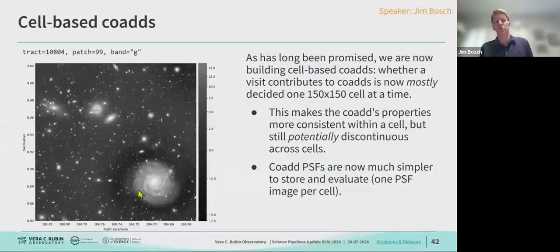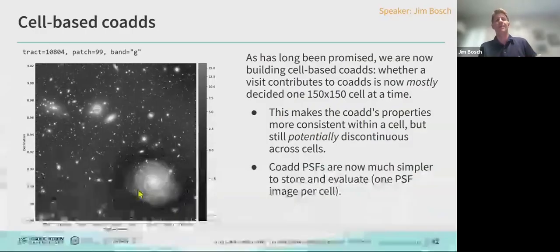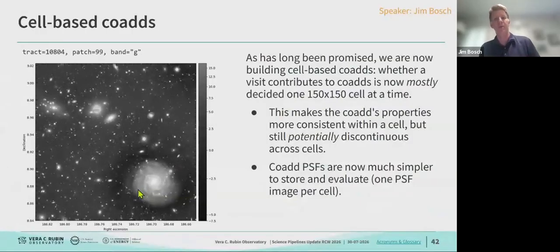And that's especially true for the chip gaps. If a detector doesn't fully overlap that cell, you don't add anything from that cell. What this does is it makes the coadd's properties more consistent within a cell, but it makes those properties potentially discontinuous between cells. They're not necessarily discontinuous. You can have the exact same set of epochs contributing to two neighboring cells, but we know that within a cell, there should not be discontinuities, mostly.